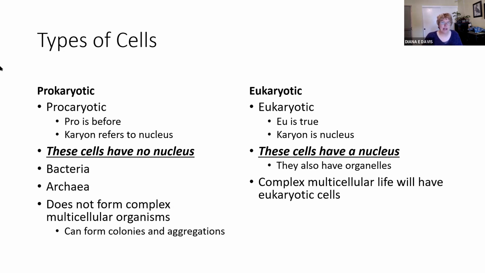So prokaryotic, we break this word down. Pro is before, karyon refers to the nucleus. These cells evolved before the nucleus evolved. They're an older cell type. They still exist today in bacteria and in a group called archaea. And they're small cells. They lack that nucleus.